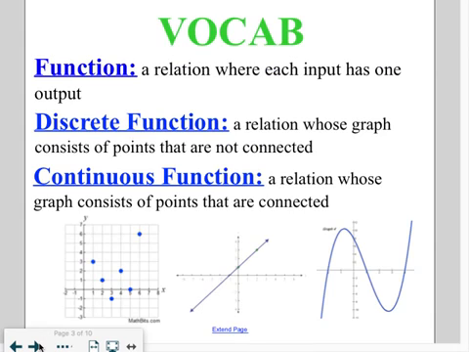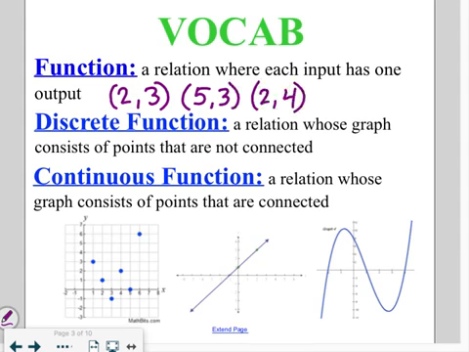A function is a specific type of relation where each input has one output. So that means each x is paired up with a unique y. This allows us to have the y values repeated. So 2 can get paired with 3 and 5 can get paired with 3. But we would not be able to have this set of 3 numbers.